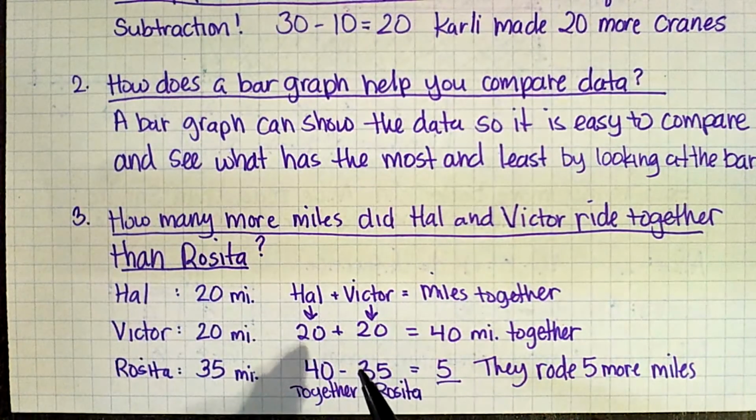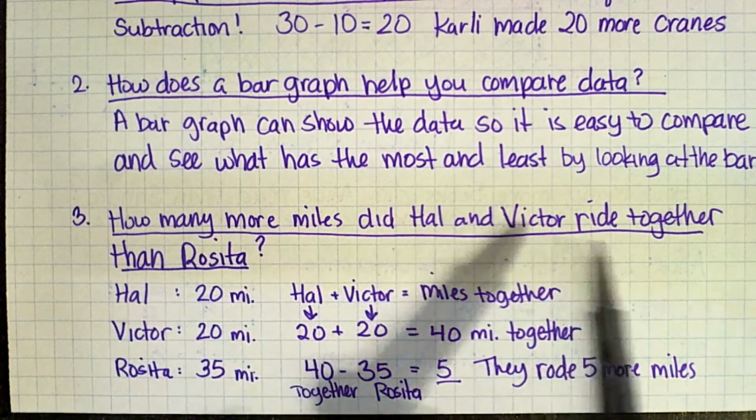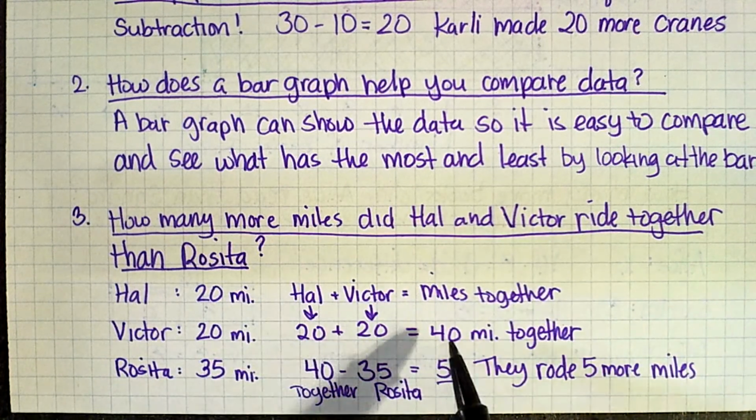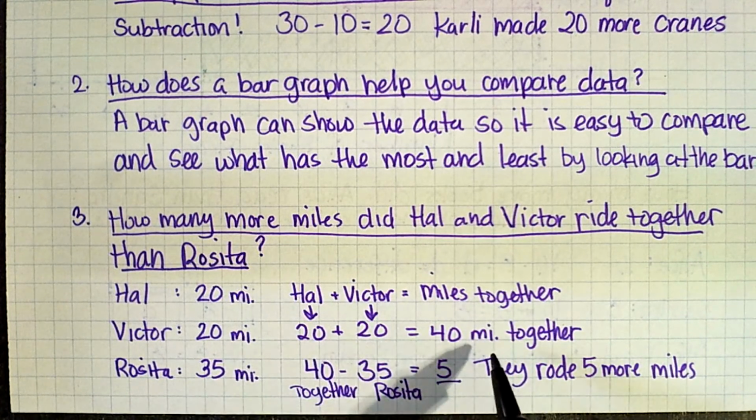And then my hidden question here is I need to figure out how much they rode all together, because it tells me how many more miles did Hal and Victor ride together than Rosita. So I need to combine Hal and Victor to figure out how many miles they rode together. So 20 plus 20 gave me 40 miles altogether. And then we need to subtract to find out how many more they rode together than Rosita. So the 40 miles they rode together minus how much Rosita rode, which was 35, equals 5. So they rode 5 more miles together than Rosita did on her own.